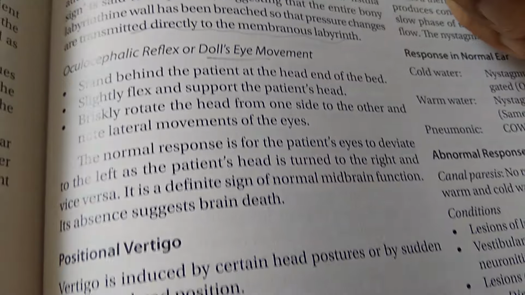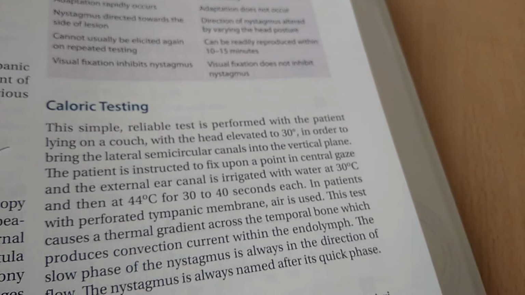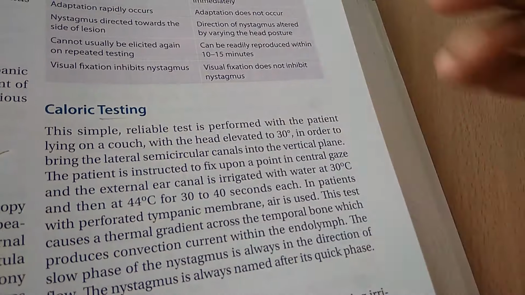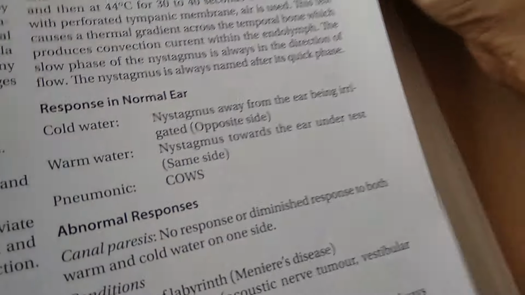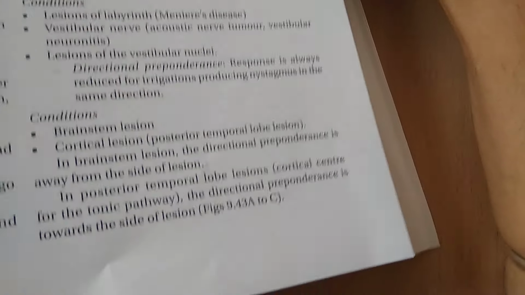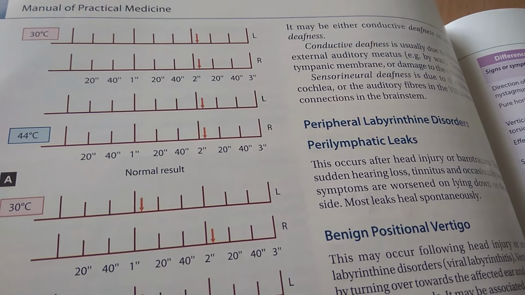Then doll's eye movement, positional vertigo, then nystagmus. Caloric testing is putting hot and cold water in the ear. I don't think we'll do all this, but anyways, how to test you should know. That's it, isn't it? But practically exactly how you check, that also they should write.